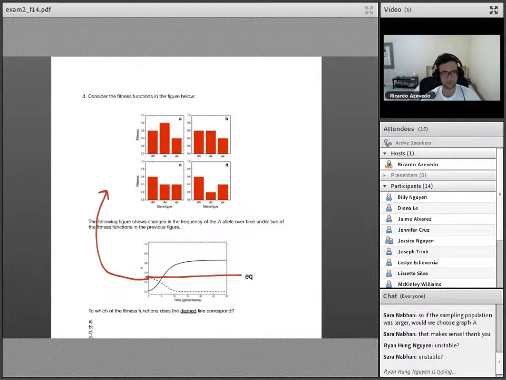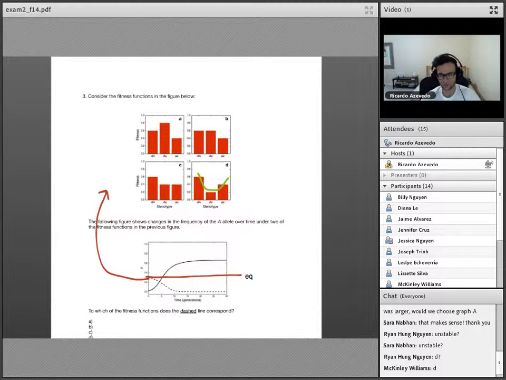right? So which one of the figures A, B, C, and D shows a fitness function that is under-dominant? As Ryan said, it's D. So D is showing this pattern, right? Where heterozygotes are worse off than both homozygotes, and that corresponds to an unstable system.